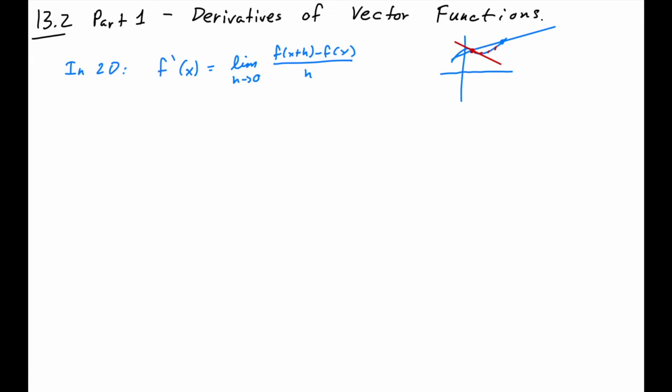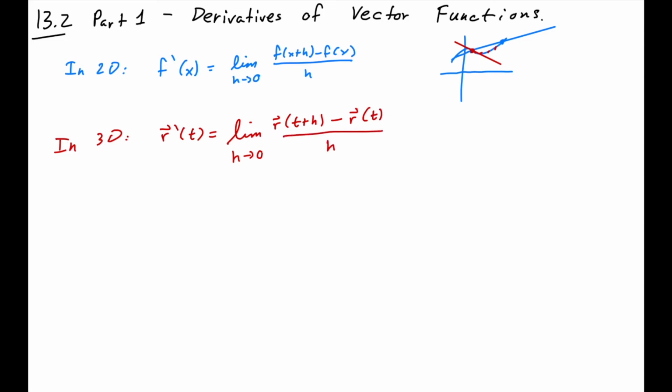So what about in 3D? We have a very similar situation. We have r, we'll call it r prime of t. We don't want to use x because one of the components will probably be called x. And it's going to be the same exact setup. We're going to perturb, which is the formal word, t a little bit and do the limit of a bunch of secant lines to get a tangent line.